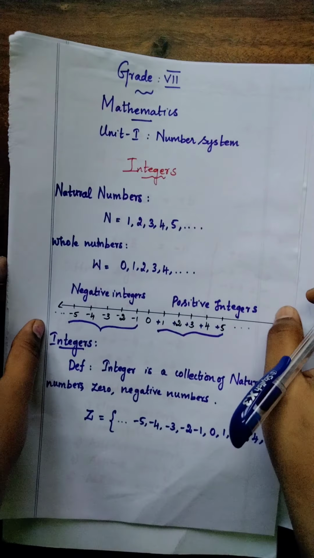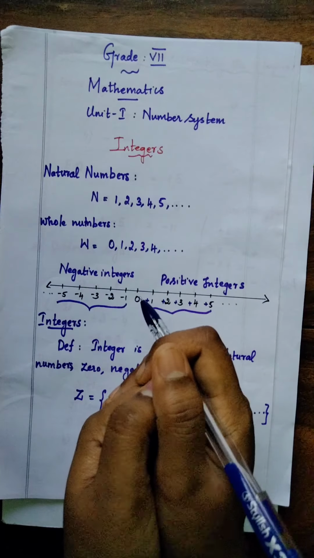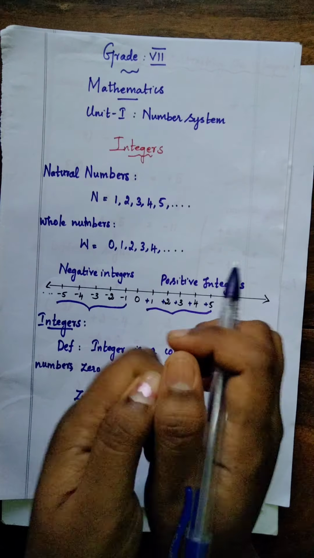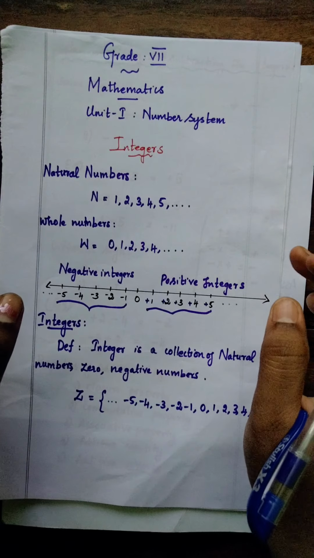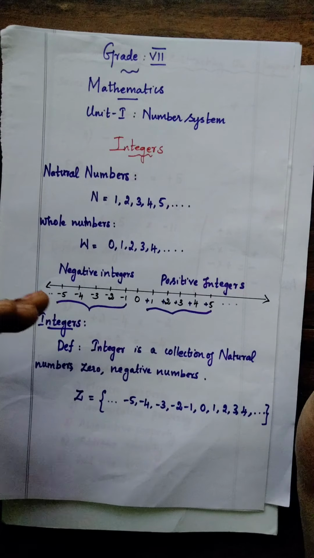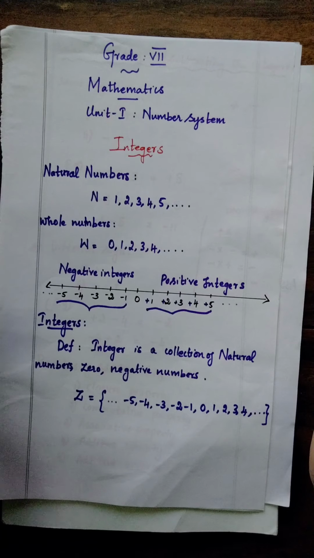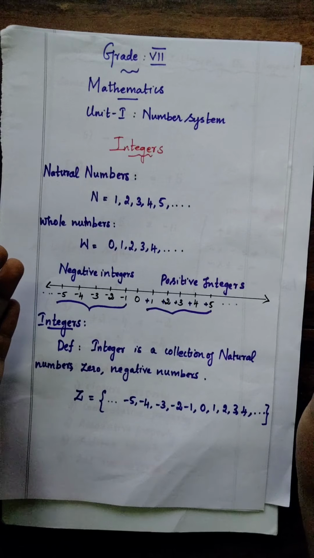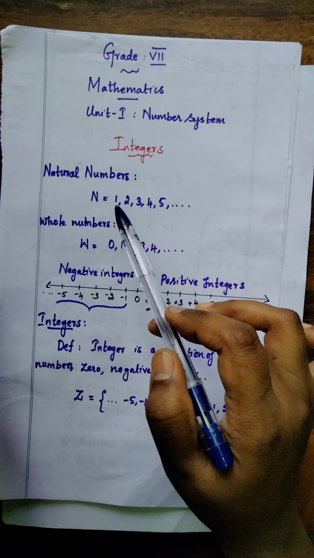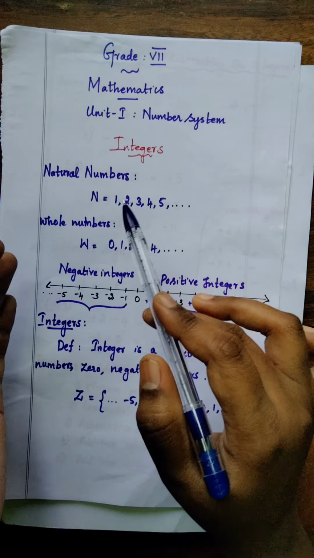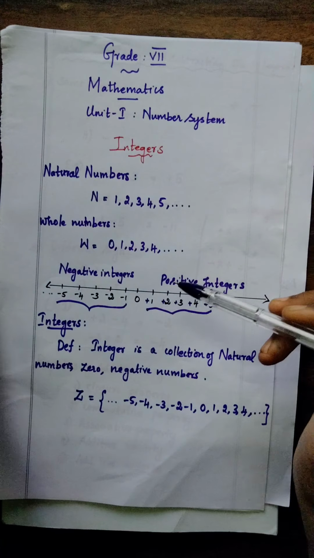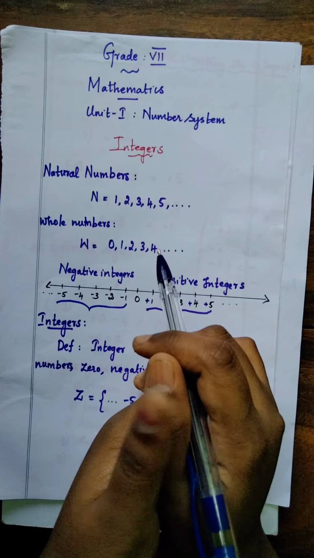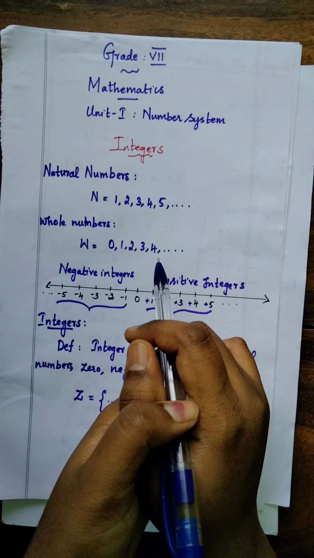Next is integers. Before getting into the topic, first we are going to learn what is a negative integer and what is a positive integer, because an integer is a collection of natural numbers, 0 and negative numbers. You all know what natural numbers are, right? Natural numbers start from the number 1. 0, you know what 0 is. Then what are negative numbers?